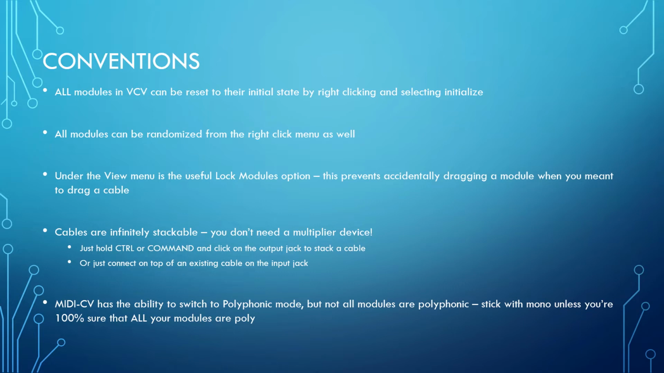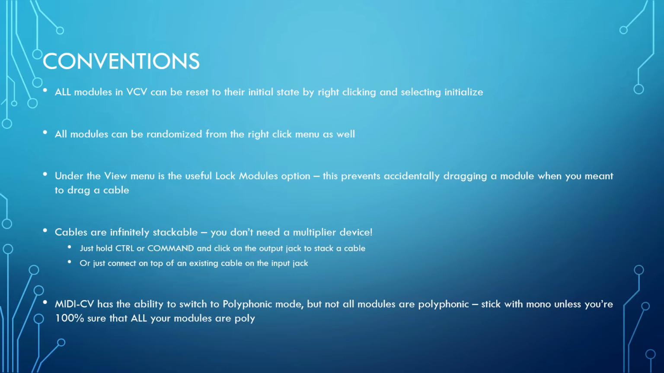A couple more conventions before we dive into this. All modules in VCV can be reset to their initial state by right-clicking and selecting Initialize. If you are playing around with this, that will be very, very useful. They can also all be randomized from the right-click menu as well. Under the View menu in VCV Rack, there is a very useful Lock Modules option that prevents accidentally dragging a module when you meant to drag a cable. I use this frequently.